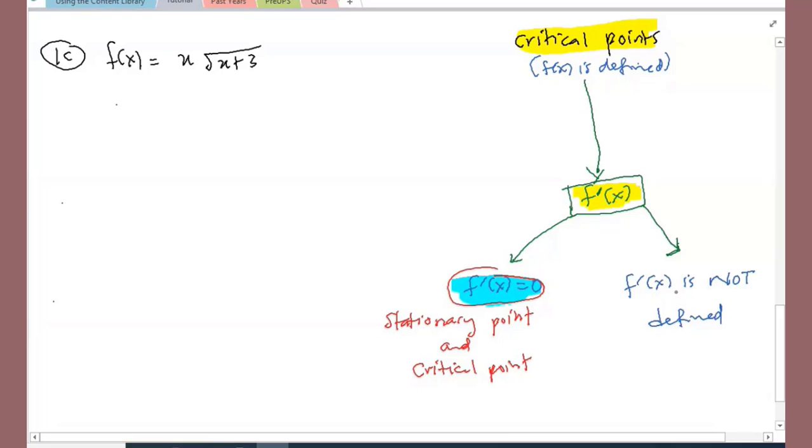So for f prime of x is not defined: normally after the first derivative, you get a ratio. Check where f prime is not defined, that is when the denominator is equal to 0. This one is considered a critical point only. Of course, this one is a critical point. Your title is critical point.